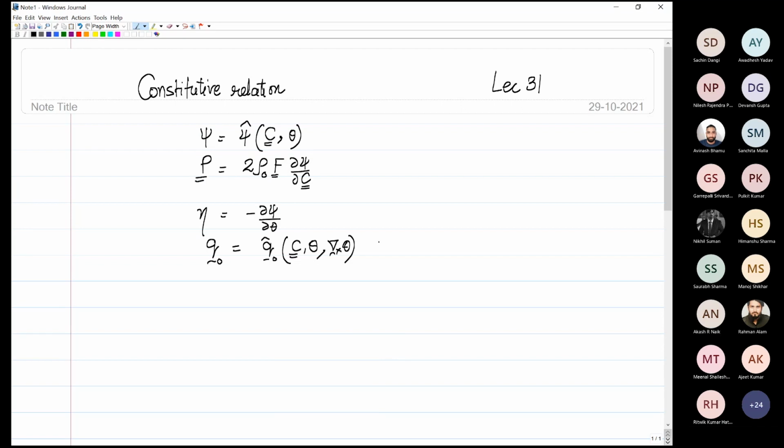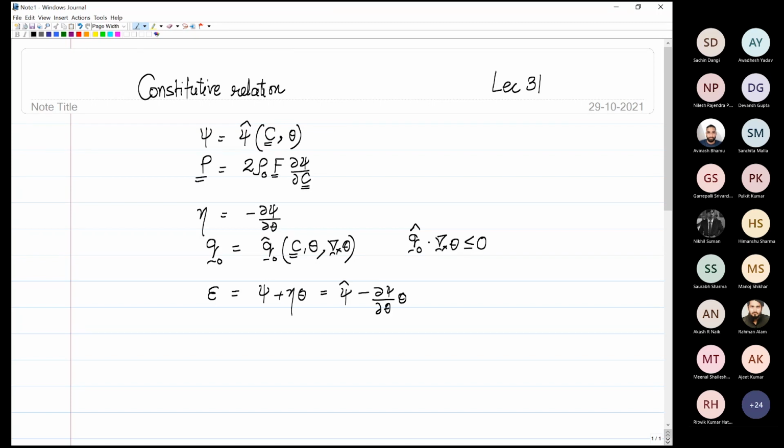Okay. And all this is subjected to the reduced entropy inequality, which is Q naught hat dotted with the gradient of theta is less than or equal to zero. Okay, that's the reduced entropy inequality. And you can recall that from here, you can then find out anything else, even the internal energy, for example. So internal energy is simply, we know that it is psi plus eta theta. So this then becomes psi hat function up there minus del psi by del theta into theta. Isn't it? That's your internal energy.